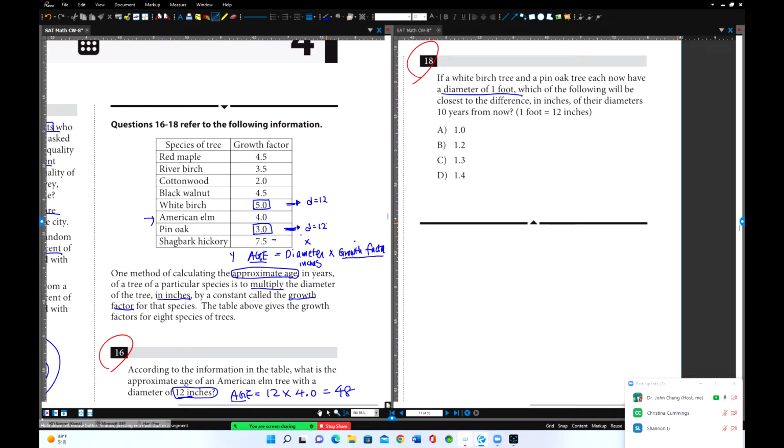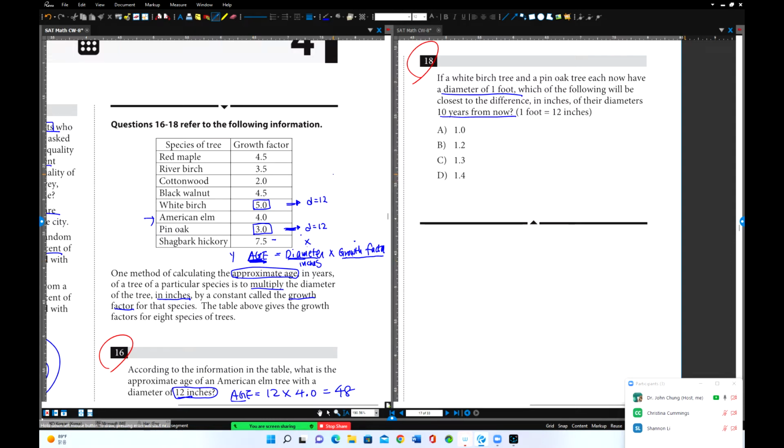The question over here: which of the following will be closest to the difference in inches in their diameter 10 years from now? Diameter can always be obtained from the age, because we know the growth factor. But we need their ages 10 years from now. Okay, we're going to find that.